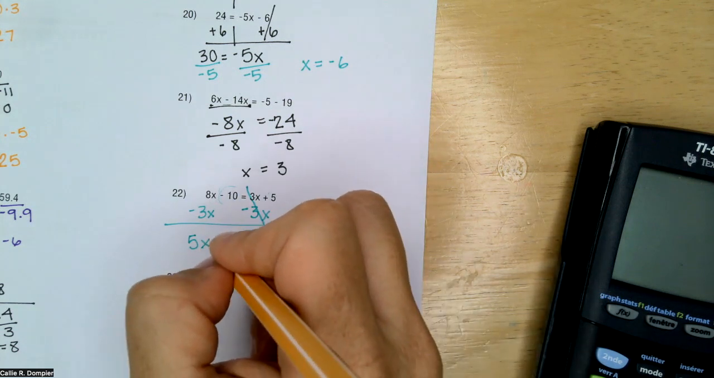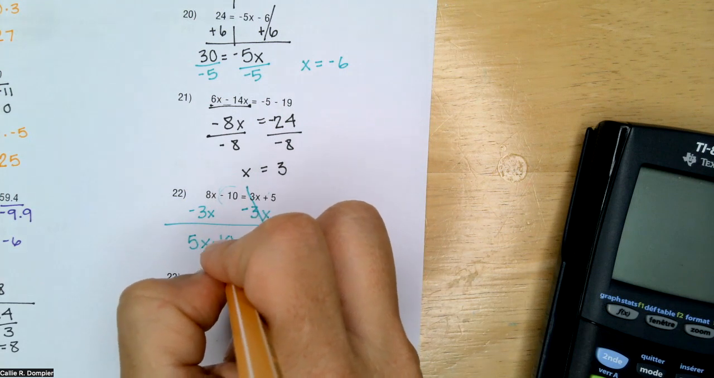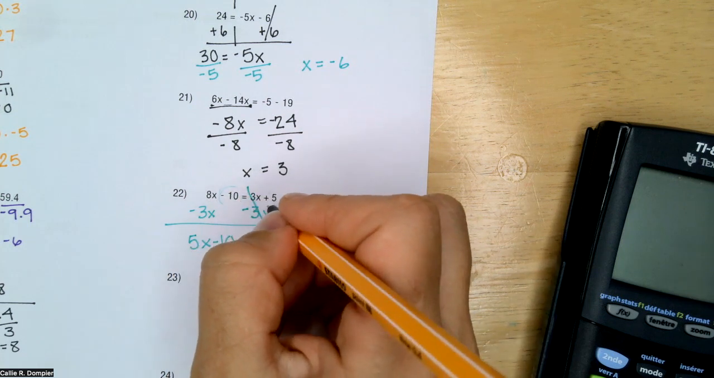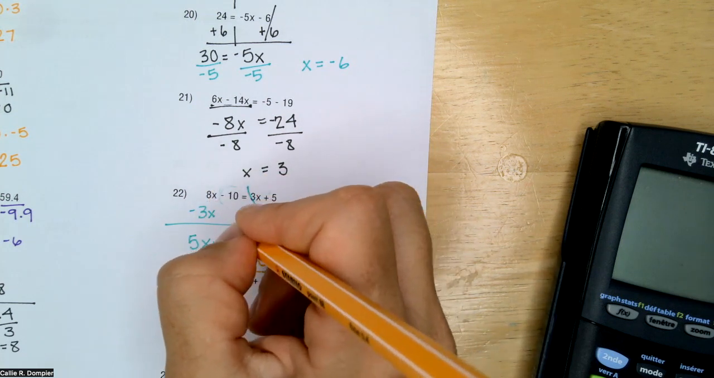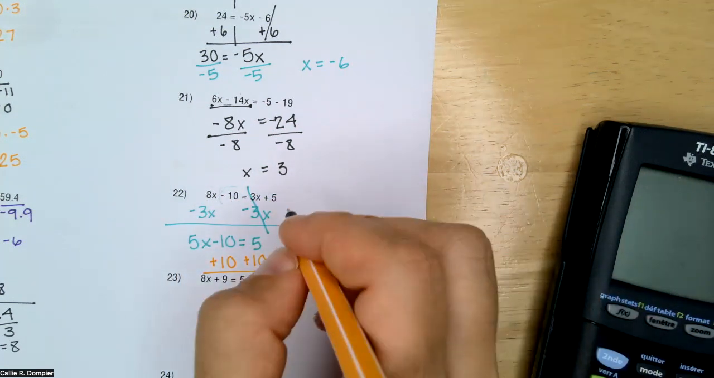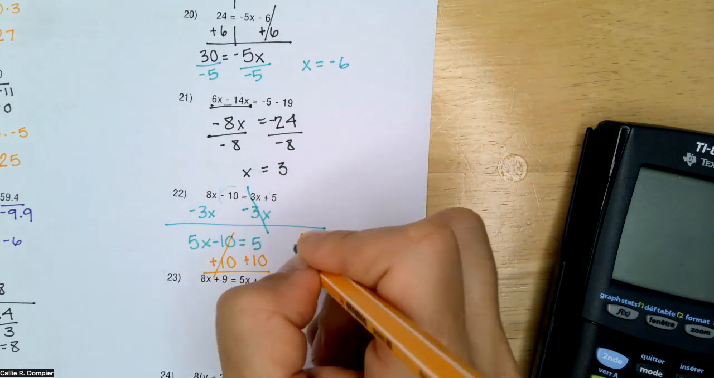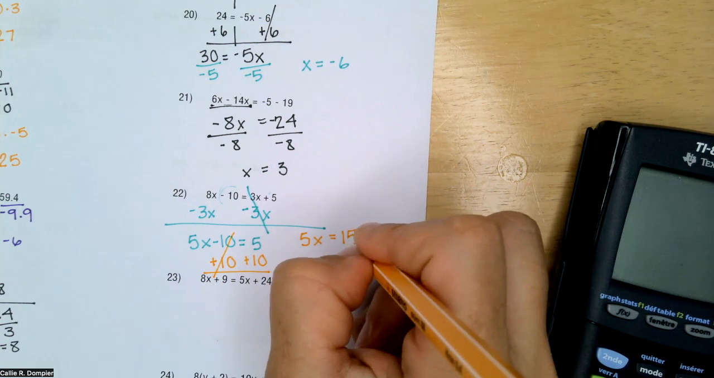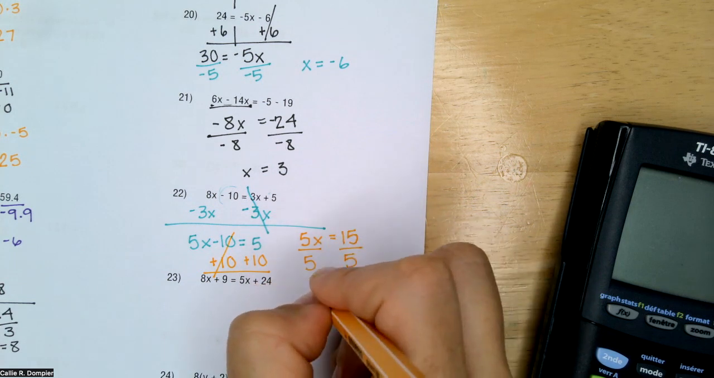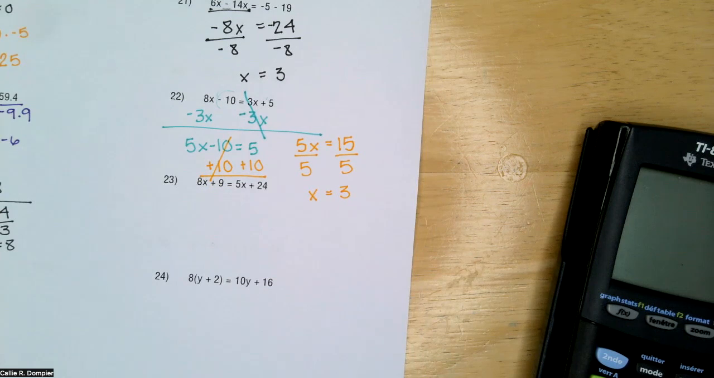Good. Now you need to move the 10 because I want the x alone, right? So I'm going to add 10, add 10. And you are also welcome to do this in the other order. You can move the 10 first, you can move the 5 first, you can move the 8 if you want. I chose to move the 3x first. It doesn't matter which one you move over first. 5x, the 10 is gone, equals 5 and 10 is 15. Now it's just a single step, divide by 5 on both sides. X is 3. Good.